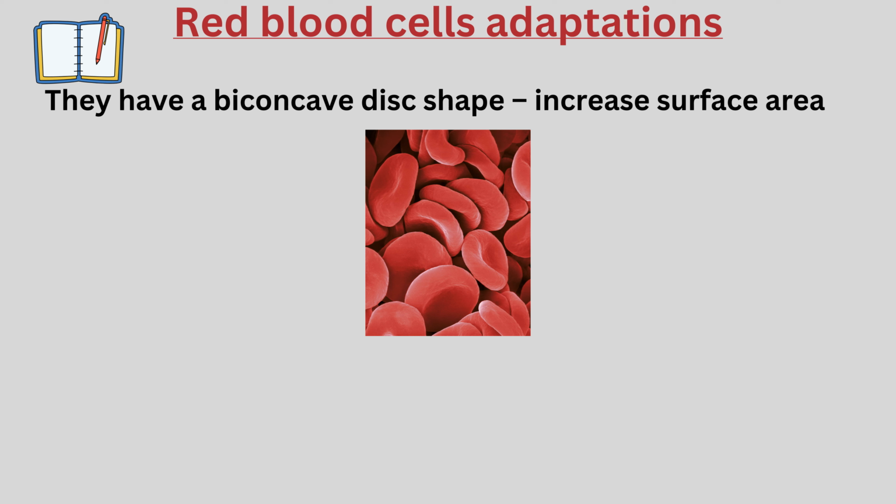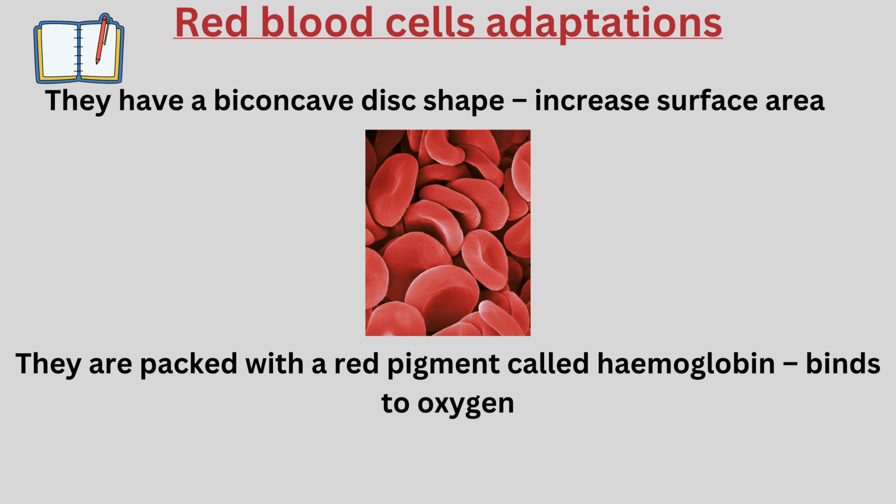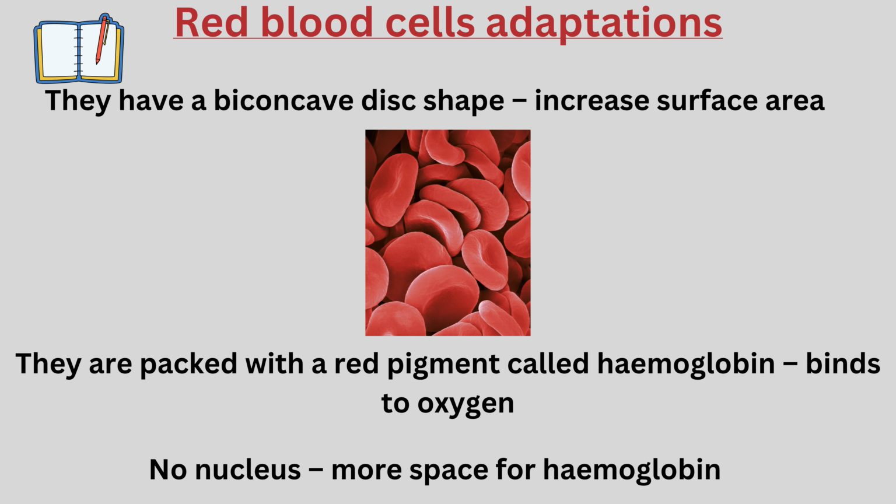Next subheading, red blood cell adaptations. They have a biconcave disc shape, and this increases surface area. They are packed with a red pigment that is called hemoglobin, and remember, this is what the oxygen would bind to. And so, having this increased surface area, you would have more hemoglobin present so that more oxygen can bind, right? So that's the importance of having that increased surface area.